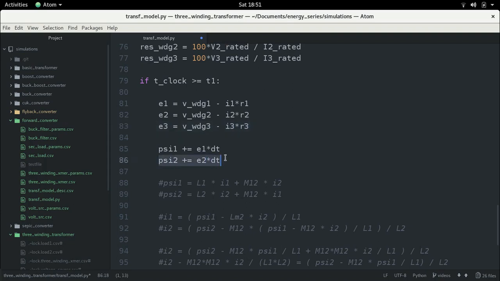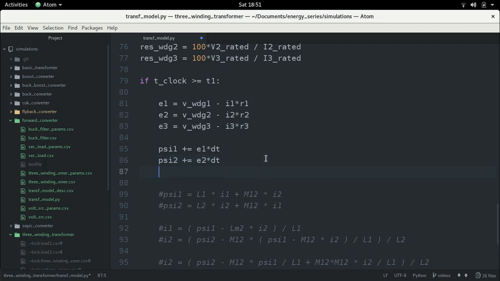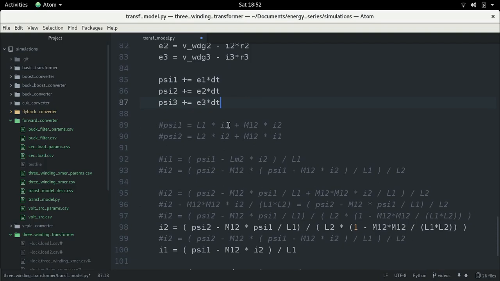And after that, we are calculating the flux linkage of each winding as the integral of the induced EMF in that winding. And this also can be replicated for the third winding. Merely have to change the subscript of the winding. So these are basic laws.